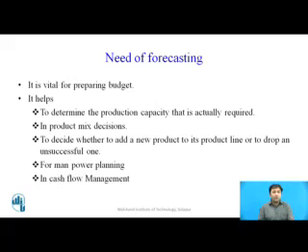So the important decision is about product mix, what we will be producing. The line will be set up, production capacity will be set up, and budget will be allocated in that way, to decide whether to add a new product to the product line or to drop an unsuccessful one. This is forecasting.